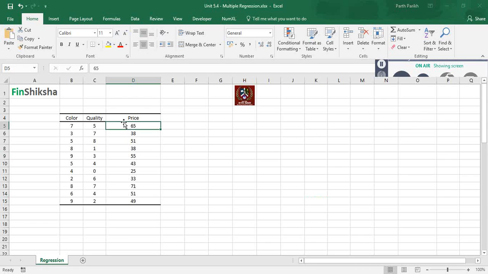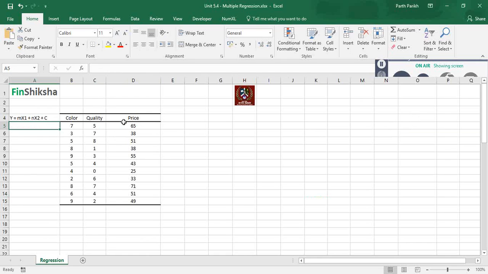So we have the price. Assume it's the price of a car or a product or anything. It depends on two inputs now, or two independent variables. One is color and one is quality. So instead of having one variable, this regression deals with two independent variables. Now the price depends on color as well as quality. So our equation would ideally be y is equal to m x1 plus n x2 plus c, which is the intercept.